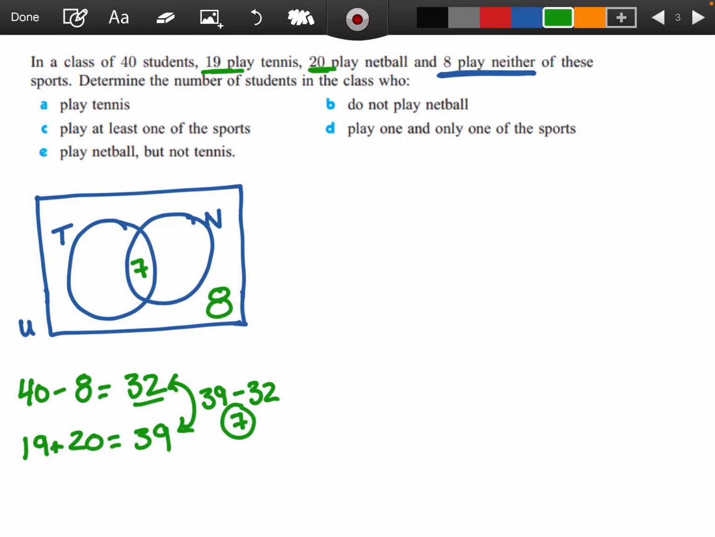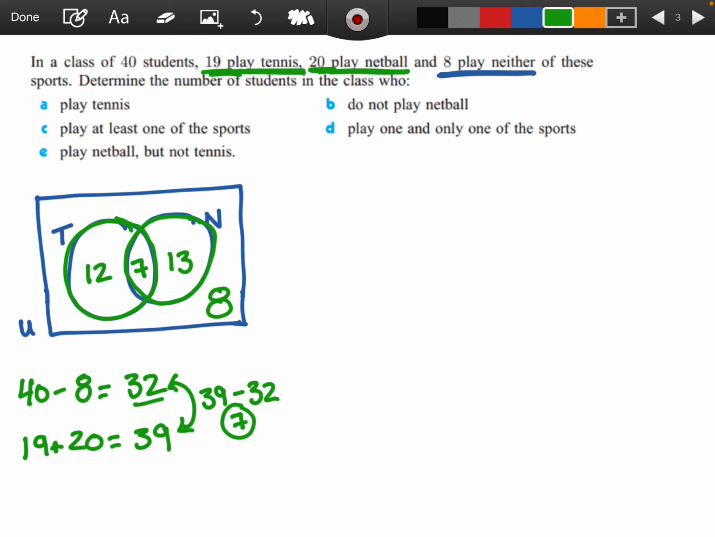Then after you've done that, filling in the rest of the circles is exactly the same as we did it in the previous question. So if there are 19 people playing tennis, that means we have to have 19 people in the tennis circle. There are already 7 people there, so that leaves 12 for the outside. We have 20 people playing netball, so that means 20 people must go in the netball circle. There are already 7 there, so that leaves us with 13 more people to put in.